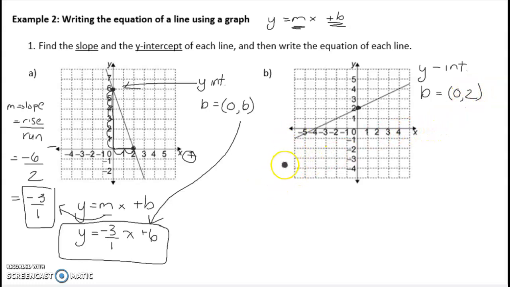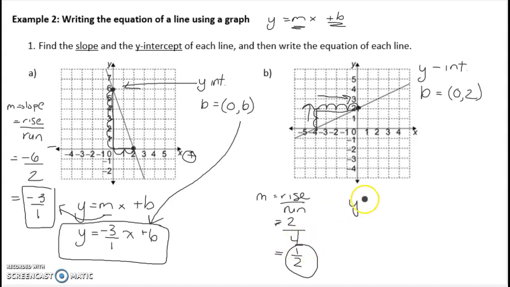Now when I look at my slope, m equals rise divided by run. And what I'm going to do is make a little triangle. So my rise, I'm going up 1, 2. So it's positive 2 on the way up. And then I'm going over 1, 2, 3, 4. So I'm going over 4. And once again, that was in the positive direction. So we can reduce 2 over 4 to positive 1/2.